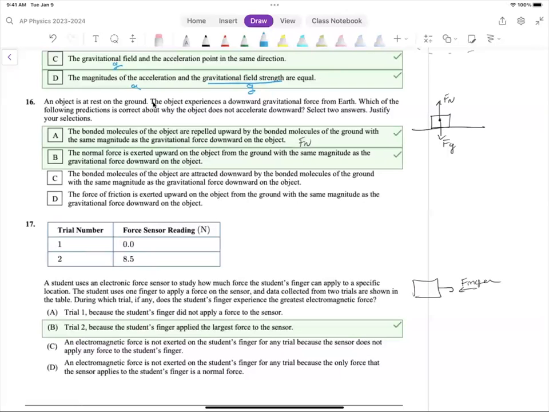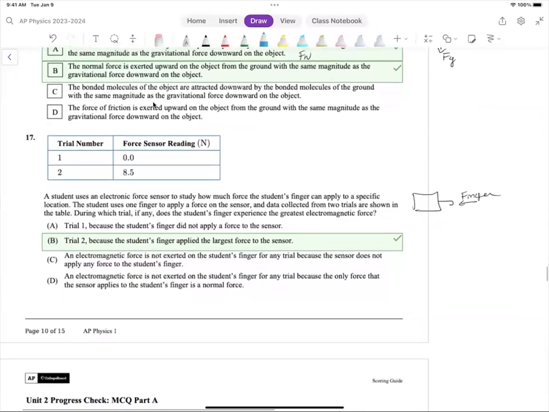The bonded molecules of the object are attracted downward by the bonded molecules of the ground. That is not true. The molecules have electrons at the outer edge, so does the ground. Those electrons are the same charge, they repel. Okay, the force of friction is, this does not want to slide. Force of friction is not present. The force of friction in this problem is 0.